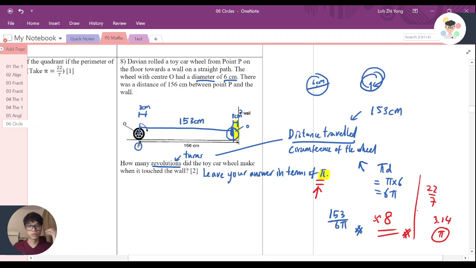So that's all. I hope this video helps you, especially in this part, that you must notice that this part the wheel is not able to travel. That's why you need to minus 3.